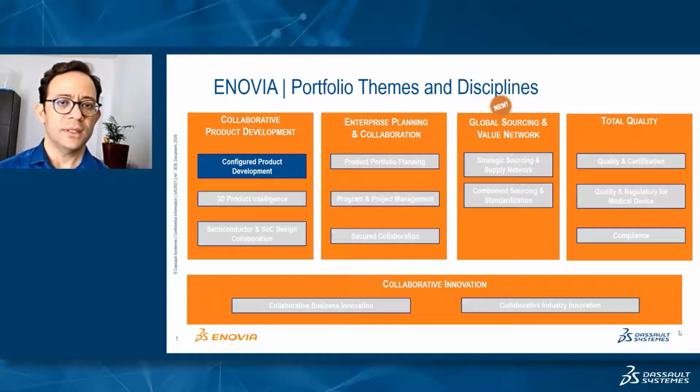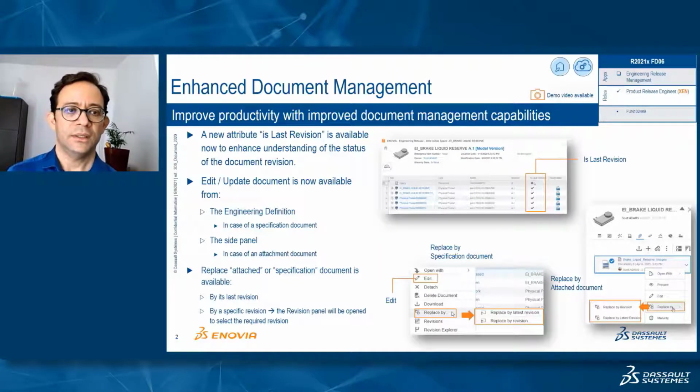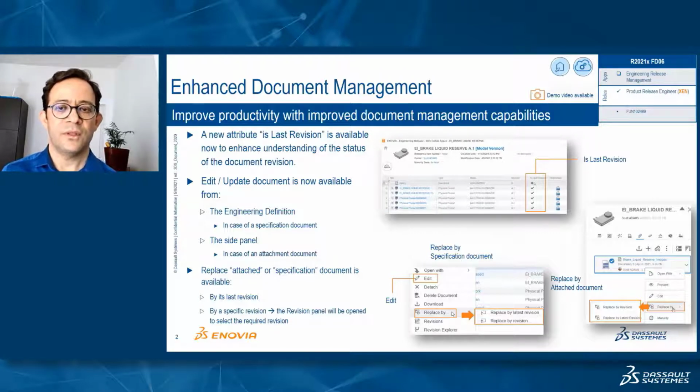Let's move now to the enhancements of the discipline configured product development. So let's review the new enhancements in the product release engineer. Here we have enhanced the document management capabilities which are available from within the widget of engineering release management. So basically there is now a new attribute which is called is last revision, which is available directly from within the widget, which will let you know if the document has the latest revision displayed here, or if you probably want to replace it by another latest revision.